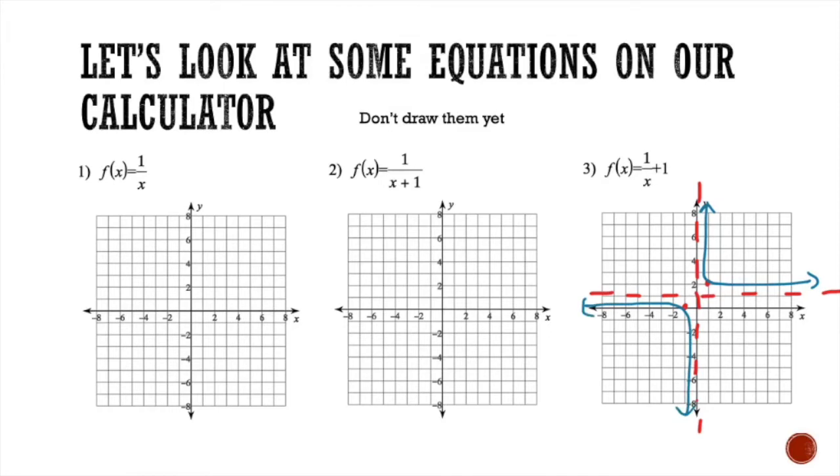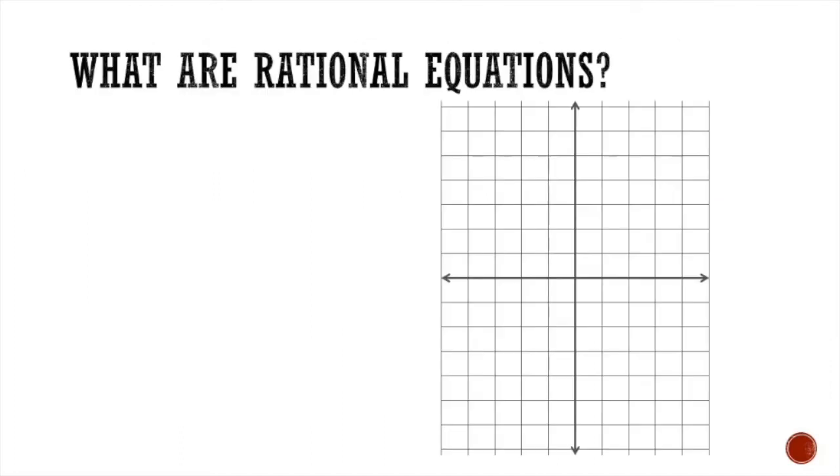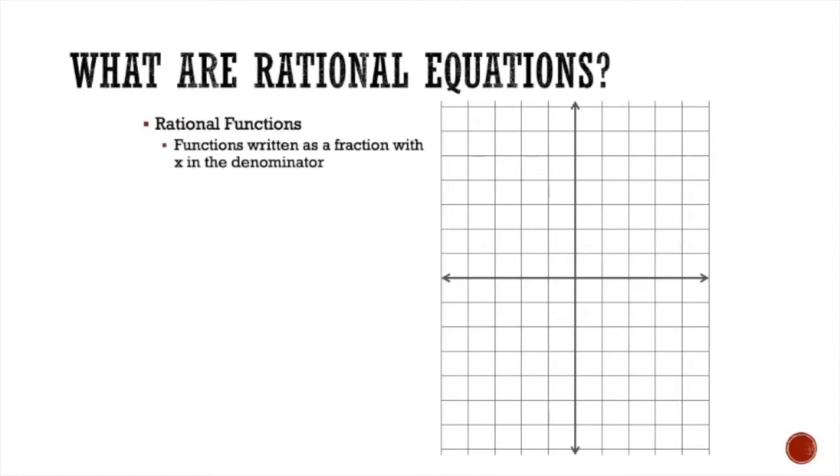We haven't even named what these graphs are called. We know what parabolas are, we know what polynomials are. All right, here we go. What are rational equations? You'll want to write some stuff down from vocab. A rational function, first of all, the functions are written as a fraction with x in the denominator. For example, this one. This is a rational function because x is in the denominator. It does not mean that x cannot be in the numerator also, but it will definitely be in the denominator.